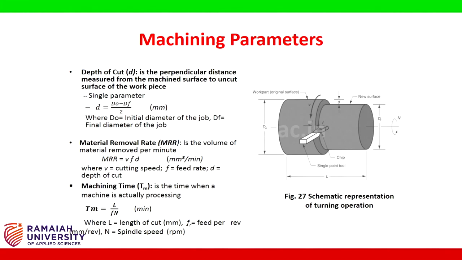Material removal rate MRR. It is the volume of material removed per minute. MRR is given by V times F times D mm cube per minute, where V is equal to cutting speed, F is feed rate, and D is depth of cut. Machining time Tm. It is the time when a machine is actually processing. Tm is equal to L by FN in minutes, where L is equal to length of cut in mm, F is feed per revolution in mm per revolution, and N is spindle speed in RPM.